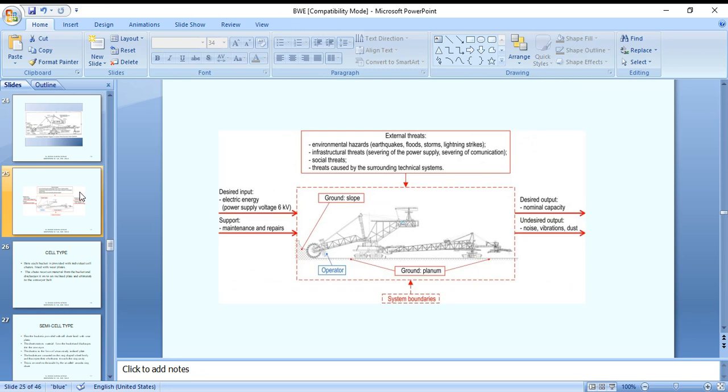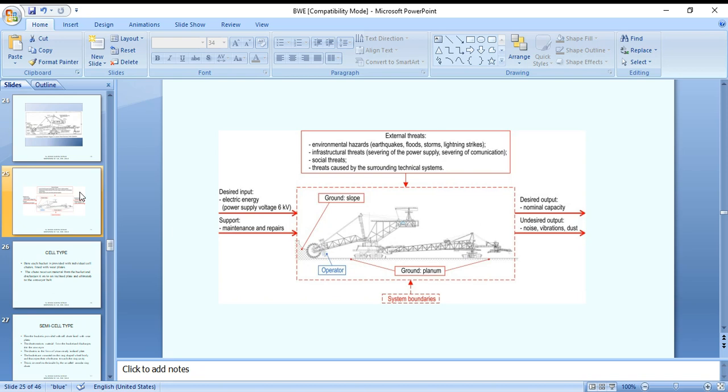So, another same sketch, we can elaborate some more points here. External threats: environmental hazards such as earthquake, flood, storm, lightning strikes; infrastructure threats such as severe power supply and communication failures; social threats; and threats caused by the surrounding technical systems.